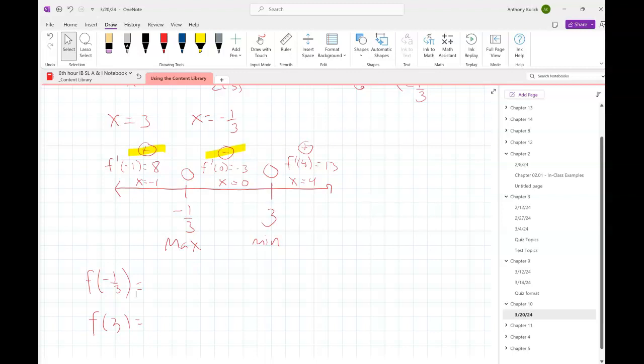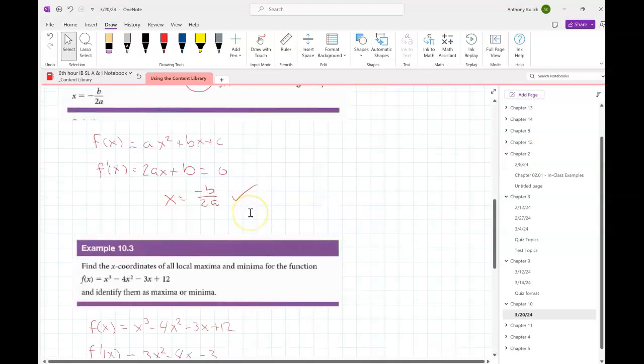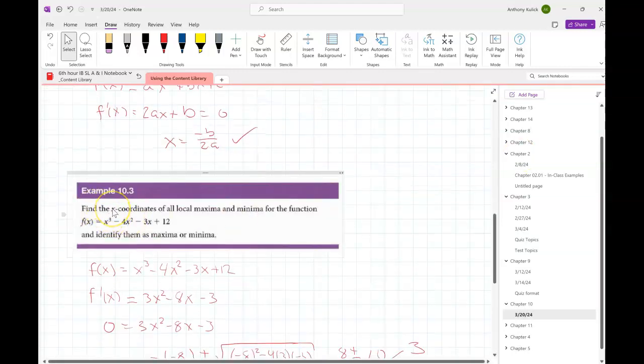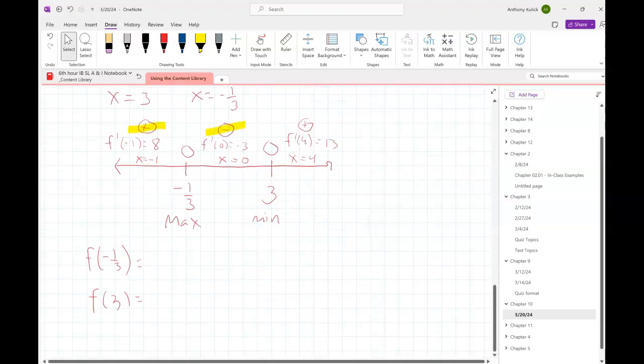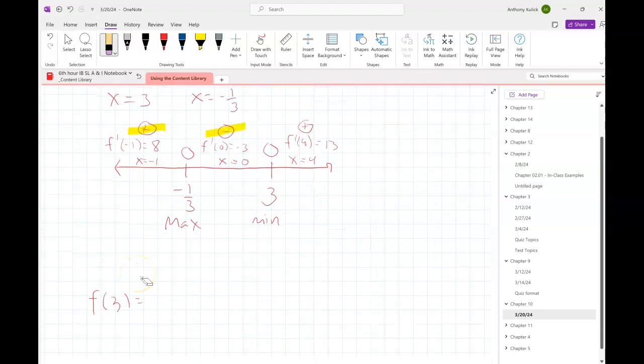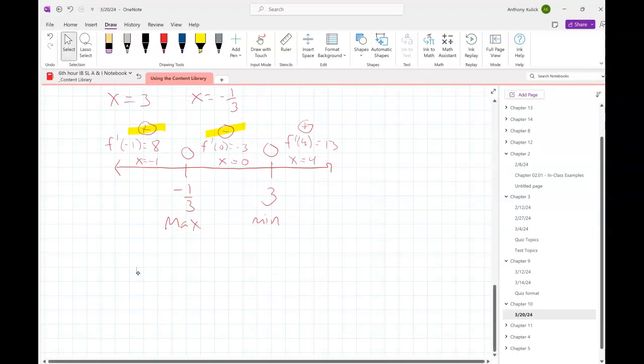Oh, I'm sorry. It says find the x-coordinates in the problem, so we don't need to find the y's. We don't need to do that. I lied. I read coordinates and I didn't read. I just went, okay, same thing.